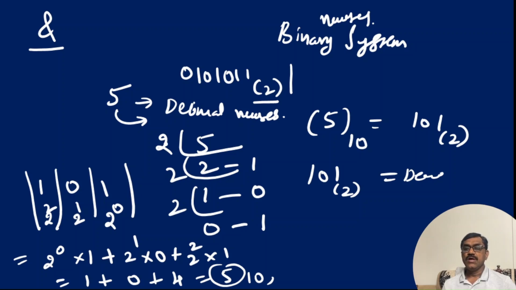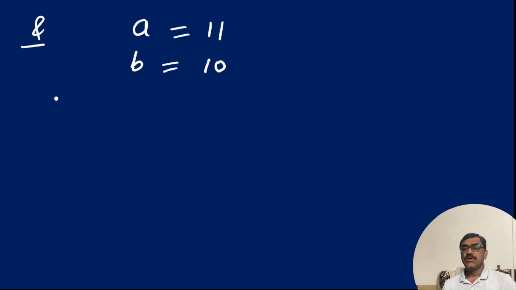Now we will give an example to use bitwise AND. Take two numbers, for example, a equals 11, and b equals 10. These are the two numbers. Now, when you perform bitwise AND between a and b, bitwise AND is also called a binary operator.